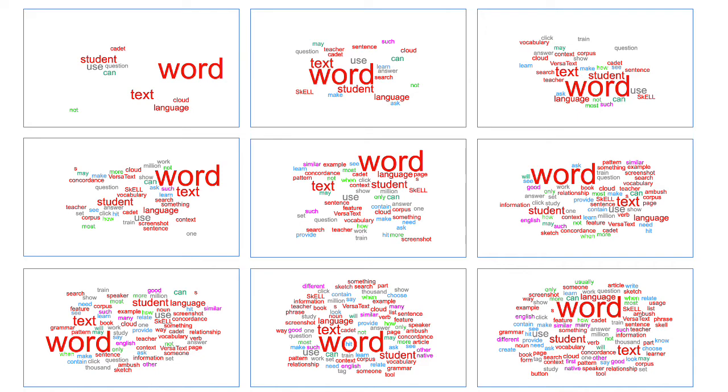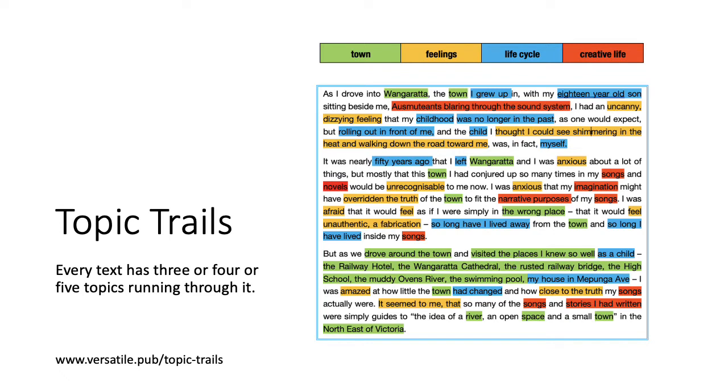Now, there is another fascinating feature of text which can be explored using word clouds, and that is topic trails. Every text has 3 or 4 or 5 topics running through it. Several topics weave through text like trails weave through a forest.